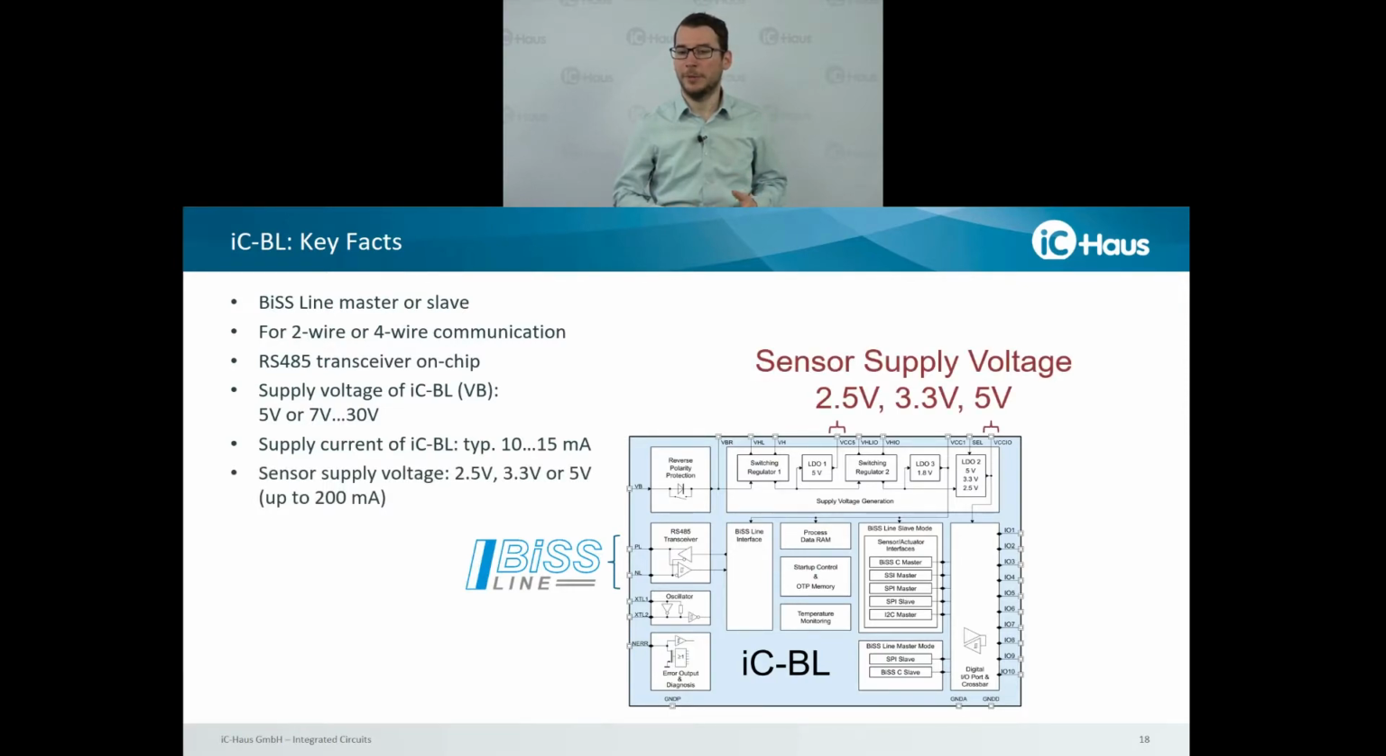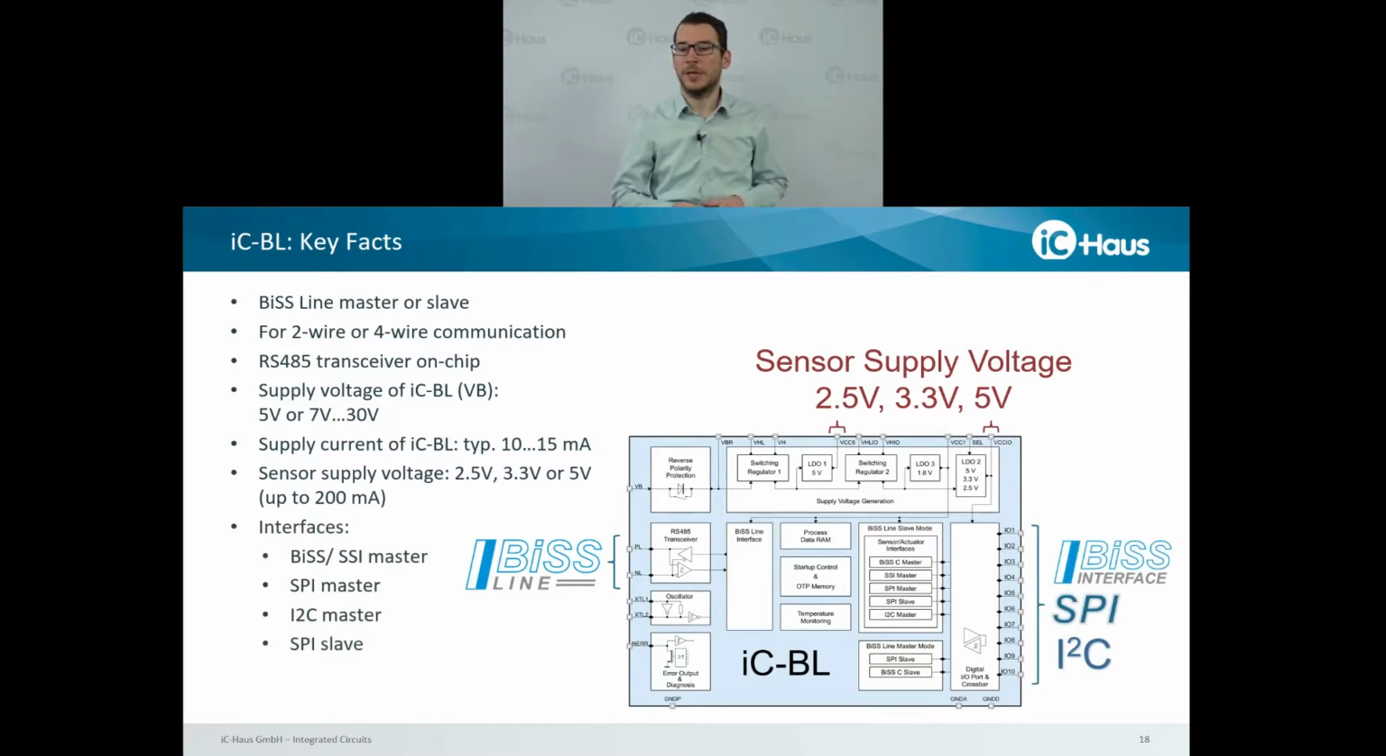iC-BL is further able to generate a sensor supply voltage for the connected sensors, but also actuators. The user can select the supply voltage between 2.5, 3.3, and 5 volt. iC-BL also provides a digital I/O port and crossbar with 10 pins.